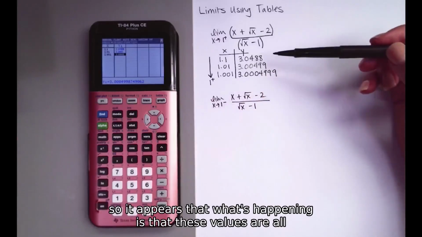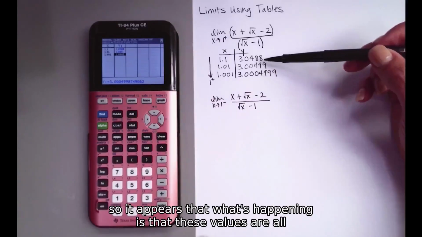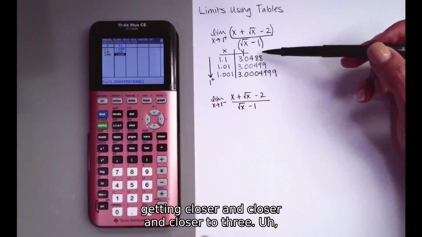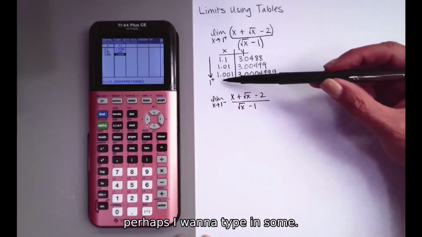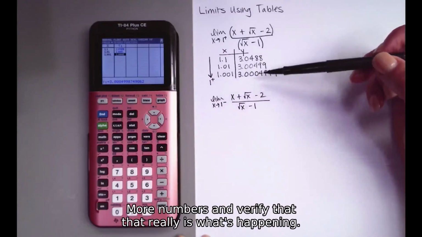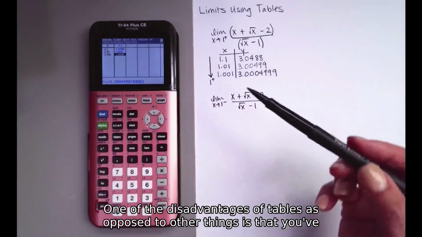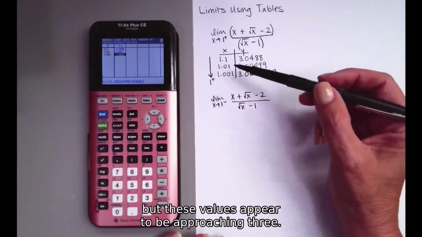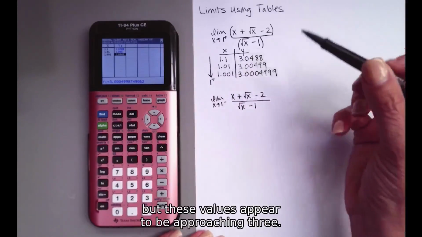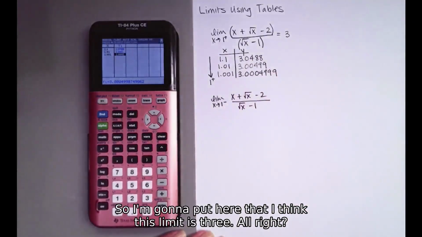All right, so it appears that what's happening is that these values are all getting closer and closer and closer to 3. Perhaps I want to type in some more numbers and verify that that really is what's happening. One of the disadvantages of tables as opposed to other things is that you've really only got however many values you typed into the table. But these values appear to be approaching 3. So I'm going to put here that I think this limit is 3.